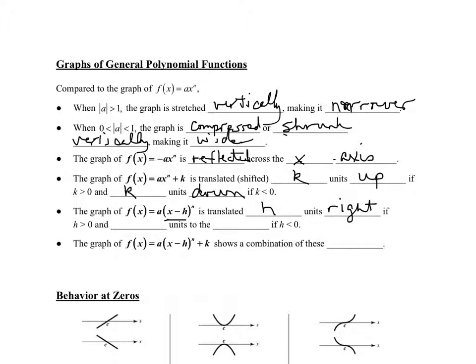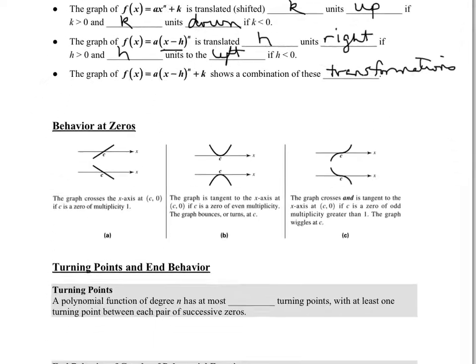If I see minus h and h is positive, then it looks like it's a negative number after the x, so I'm actually going to be moving h units to the right, but we'll go h units to the left if h is less than 0, because if h is less than 0, x minus a negative number will turn it into x plus something. And if I happen to see all these things happening simultaneously, I've got a combination of transformations. So that's just a reminder that we can have multiple things occur at the same time in these equations.